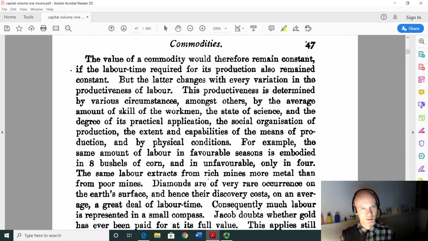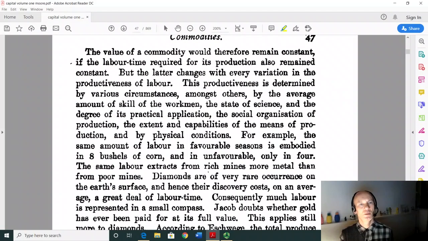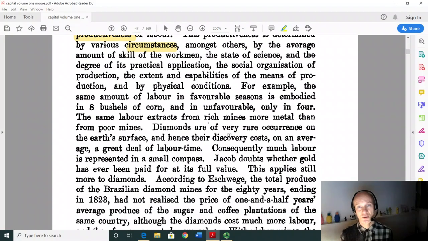Let's see, the value of a commodity, blah blah blah, if the labor time required for its production remained constant. So all this changes all the time because everything in society constantly changes. Productiveness is determined by circumstances, so it changes with circumstances, etc. The state of science, so science plays obviously a role because that's how machines are developed and improved. Labor processes are improved through science, etc.